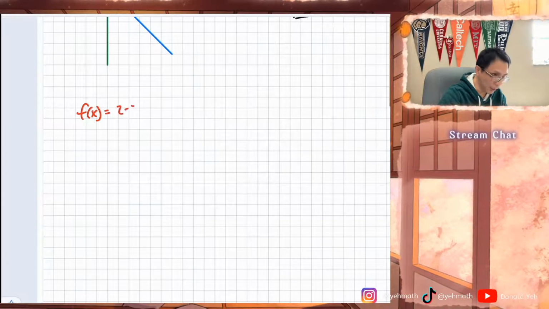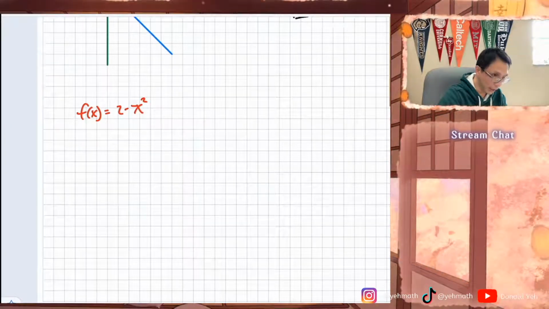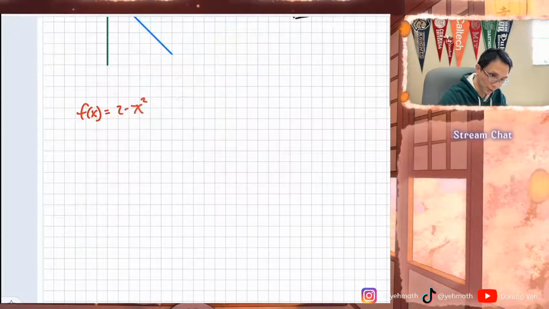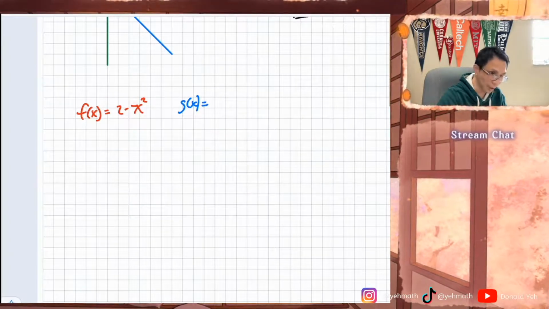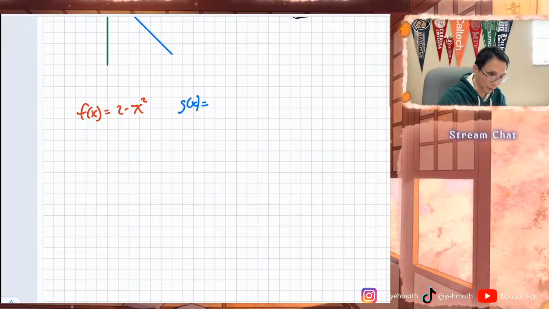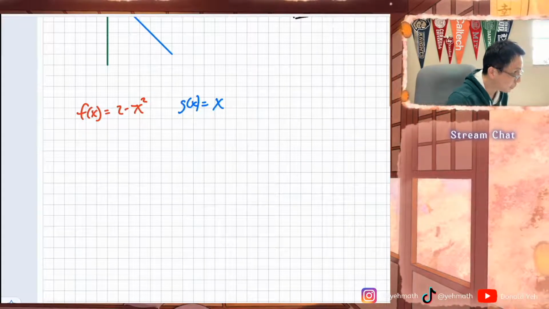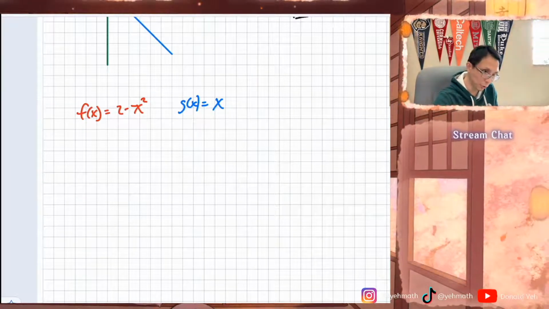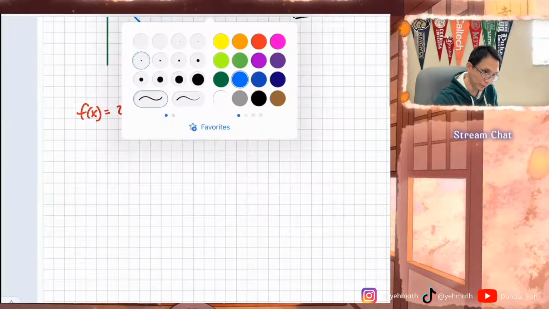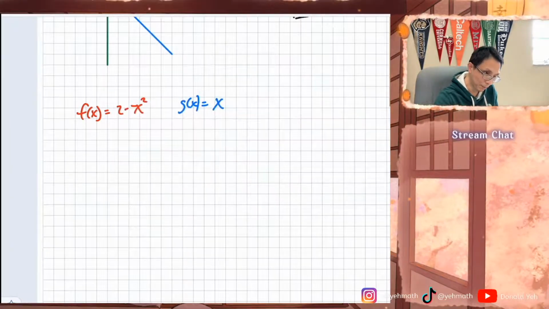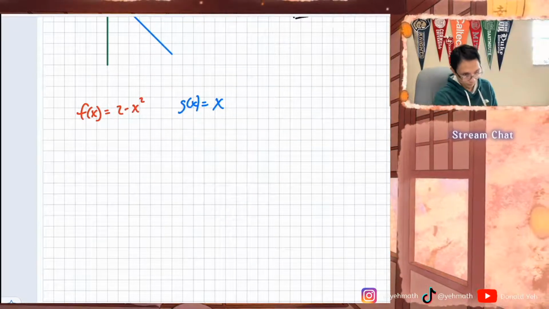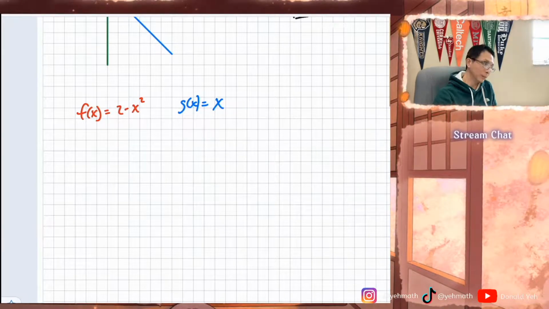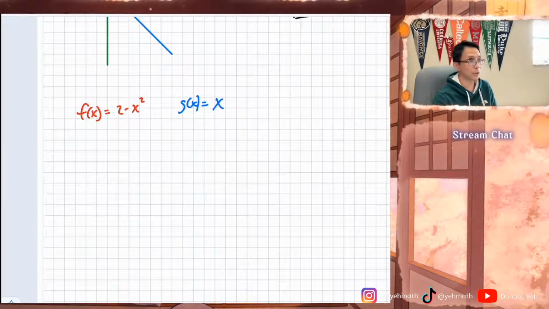So that's going to be 2 minus x squared. And we're going to say g of x. Now, do I always put g of x on the top or f of x on the top? Not necessarily. I just give you the question in this order. So the first function is going to be 2 minus x squared. I want you to graph it though. I want you to find the intersection. I want you to solve.